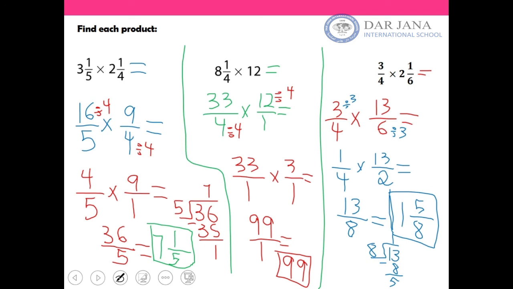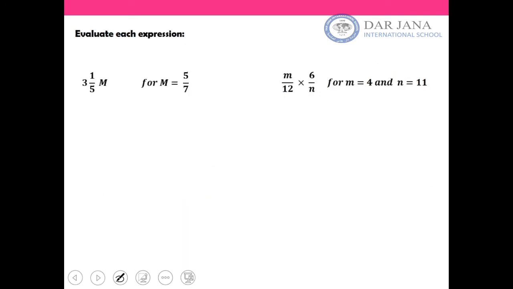One application for this lesson, guys, is that when we have an algebraic expression with the given variables, we need to evaluate these expressions. This is very easy. Remember, guys, that 3 1 over 5m means 3 1 over 5 times m. So the operation here is multiplication. In this type of question, the first step is I have to substitute properly.